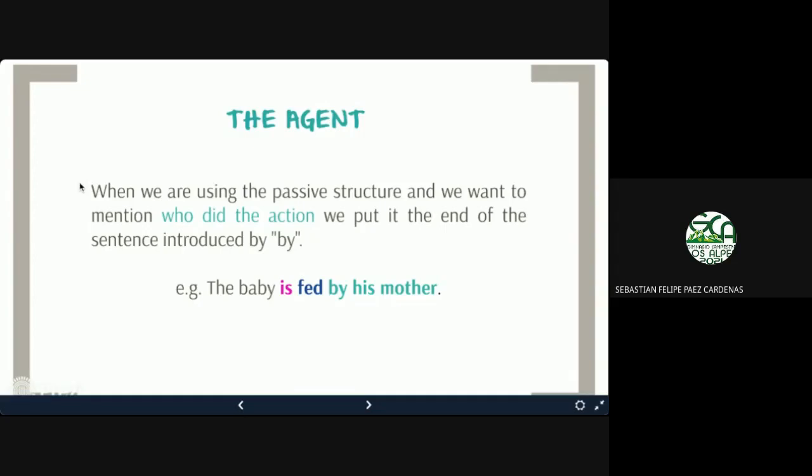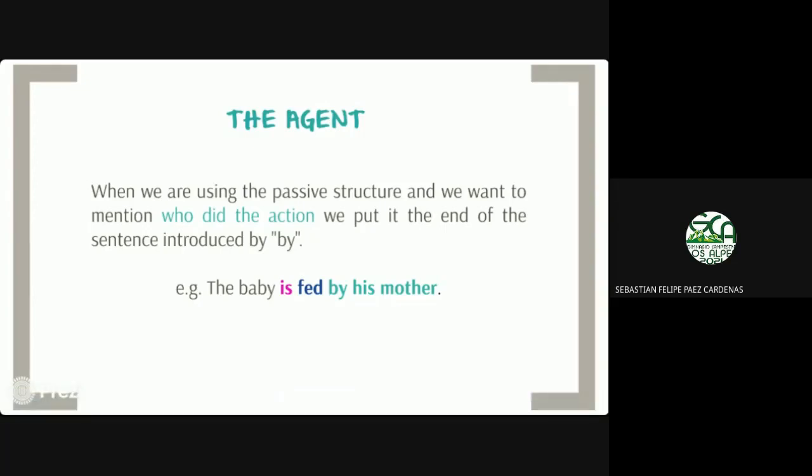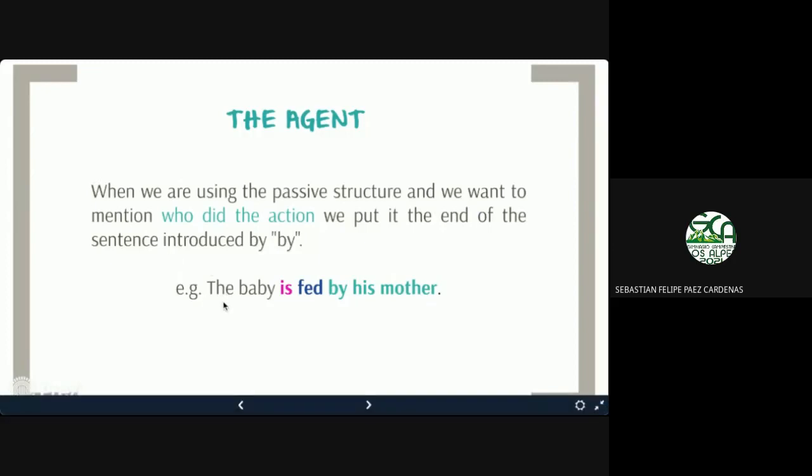The agent. When we are using the passive structure and we want to mention who did the action, we put it at the end of the sentence, introduced by by. Example: the baby is fed by his mother.